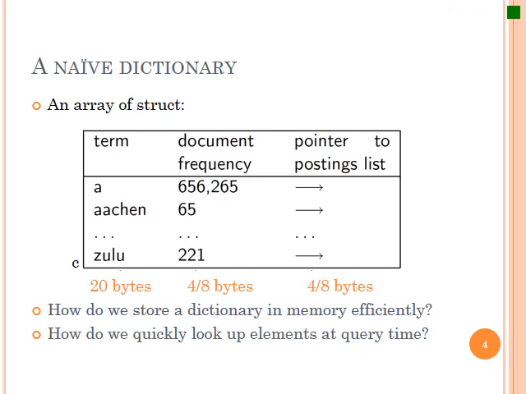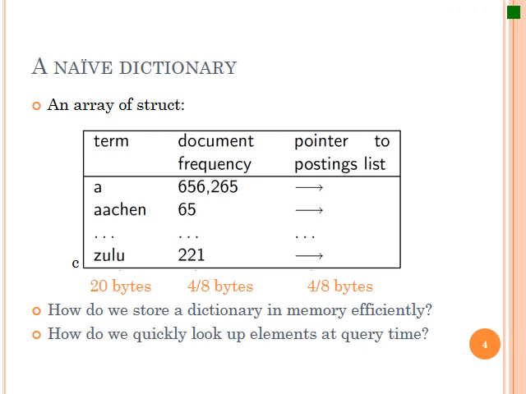You can imagine that the most naive approach to construct such a dictionary is to use an array of structs, where every element of the array is a structure that contains three things: the term, the frequency of the term in your document collection, and the pointer to the posting list. And remember, the posting list is just a number of document IDs in which this term appears.